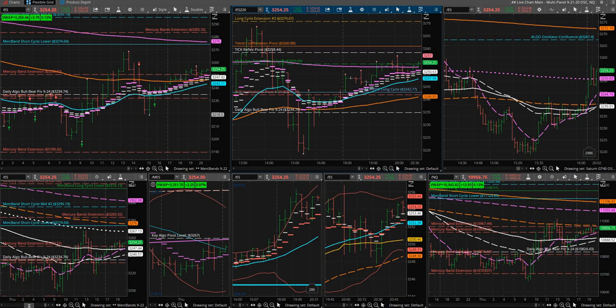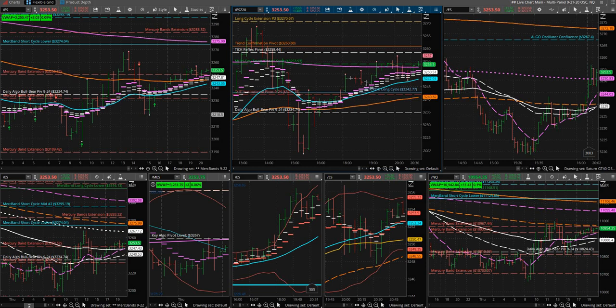So what we want to talk about tonight is the bigger picture algorithmic setup over the last few weeks, and also talk about specifically what happened today. We're going to show you the charts that we used in our trading service to identify this morning's low to within 2 ticks and this afternoon's high to within 3 ticks.